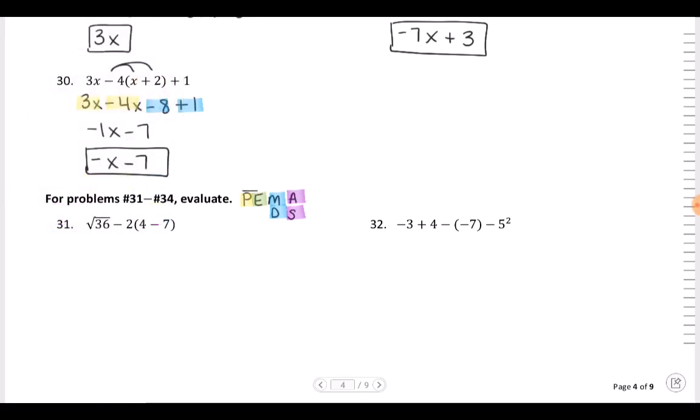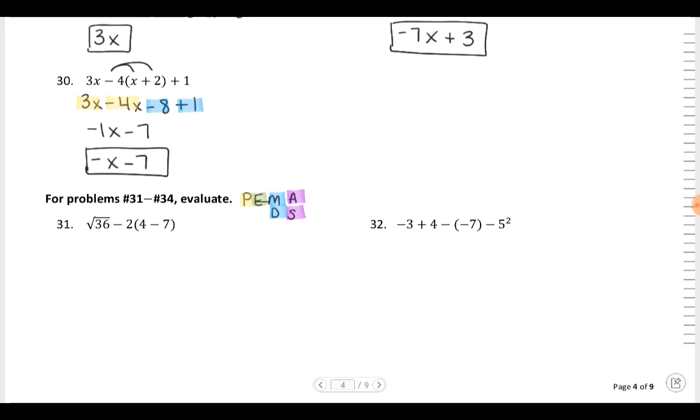The first step is look for your grouping symbols or your parentheses. Second step, look for exponents or square roots or absolute values or things like that, so really grouping symbols that need to be evaluated.